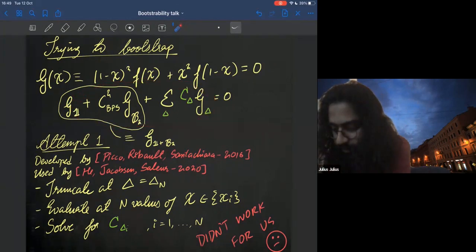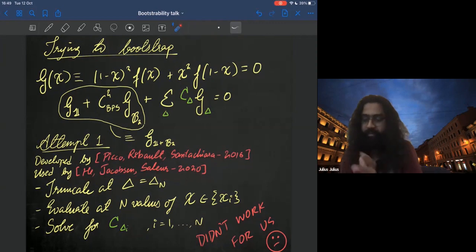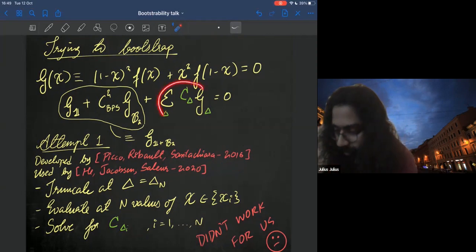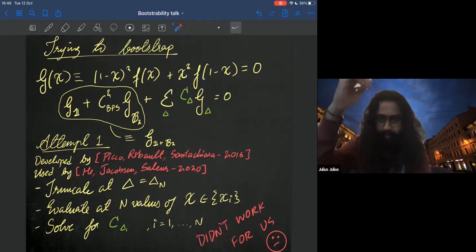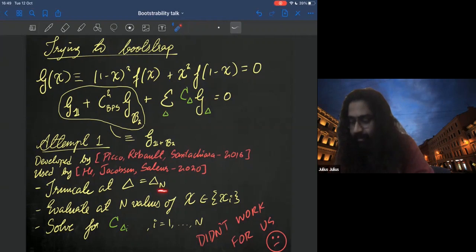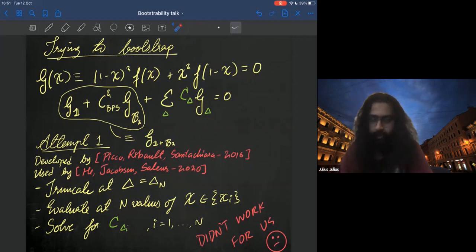Now, the first attempt was to use a method developed by these authors, which was actually successfully used earlier. And the way to do it is you take the unknown part of your crossing equation, you truncate at some particular state. So for example, in the plot I showed you 35 states. So you truncate at some point, you truncate at 6, 7 states. And then you truncate at delta n, and then you evaluate this crossing equation at n values of the cross ratio, and then you have n equations and you solve for C delta I.